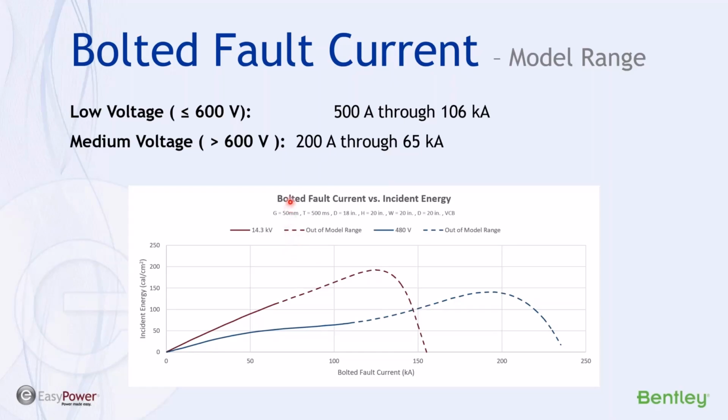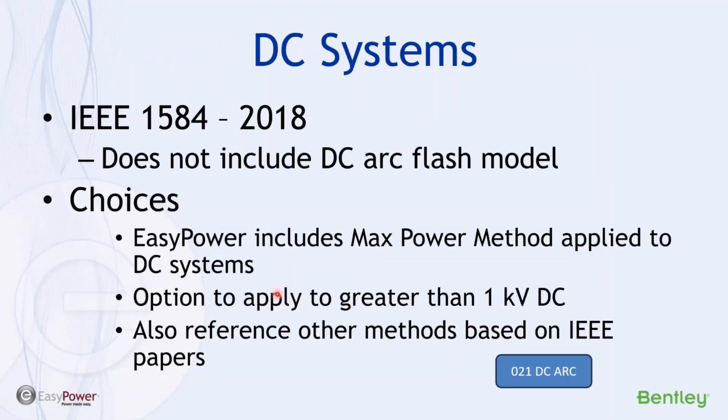So that's what all this discussion is about: what do you do when you're outside the range of 1584? Now, another thing that's excluded from 1584 is the DC systems. So in very plain English, the standard says DC arc flash model is not included. Consequently, they give us some choices.